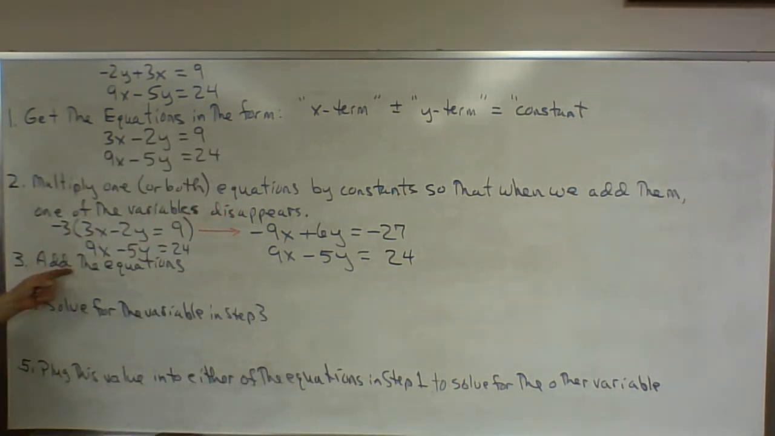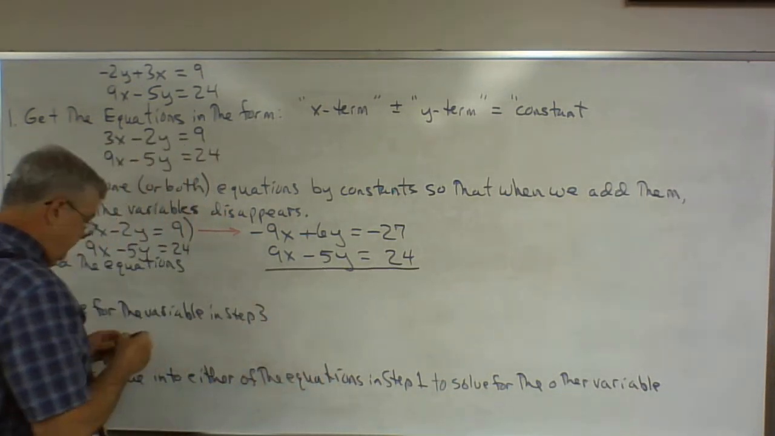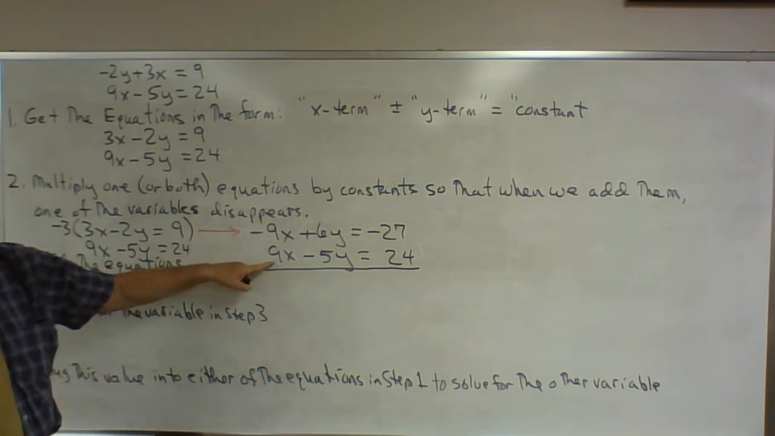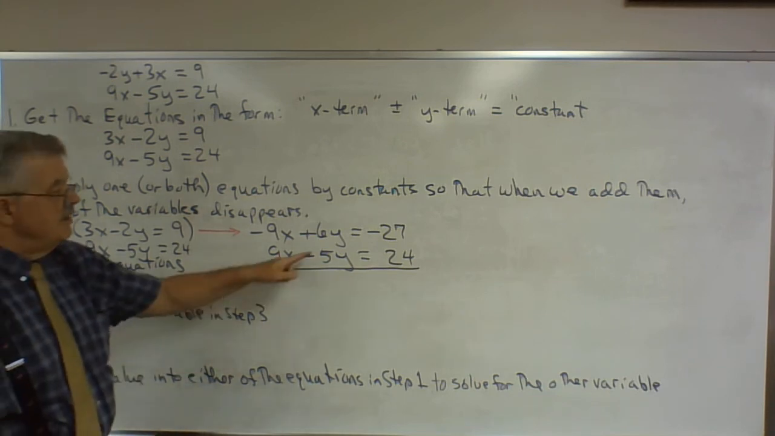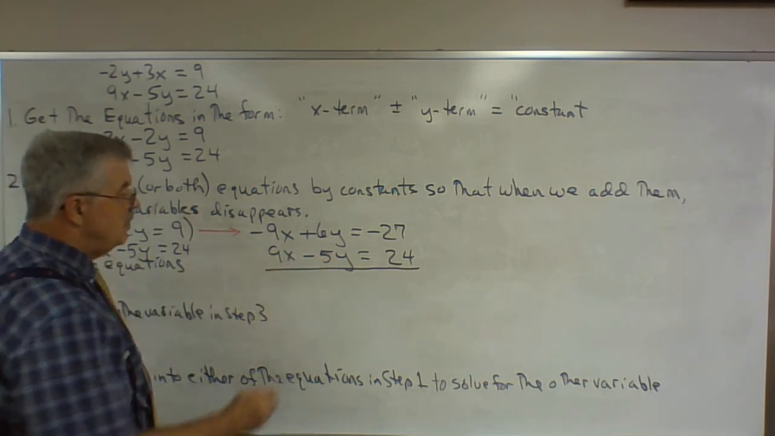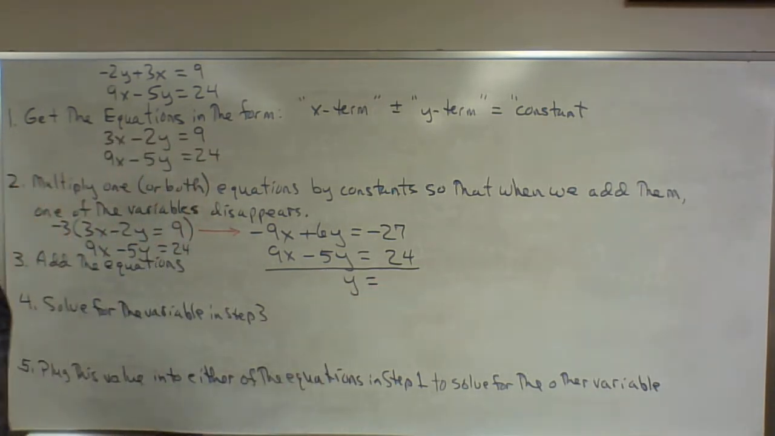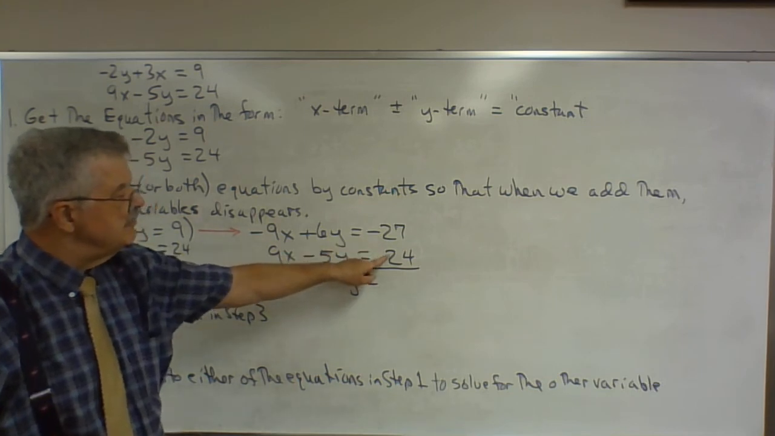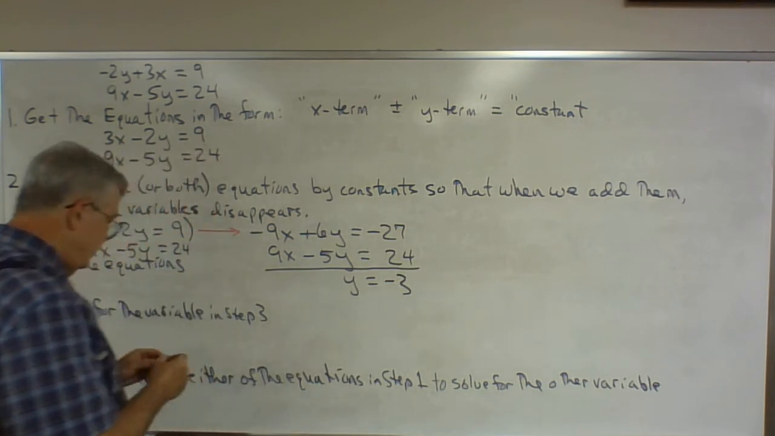Step 3 says, add the equations. Negative 9x plus 9x is 0. Beautiful. We got rid of the x's. 6y minus 5y is just plain old y. And we add the constants. Negative 27 plus 24 is negative 3. Son of a gun.